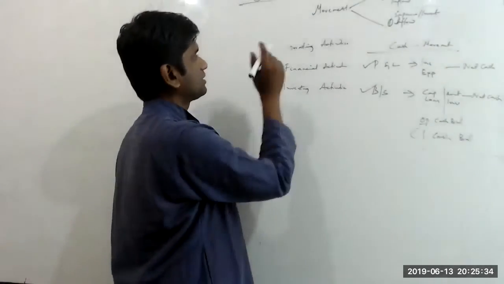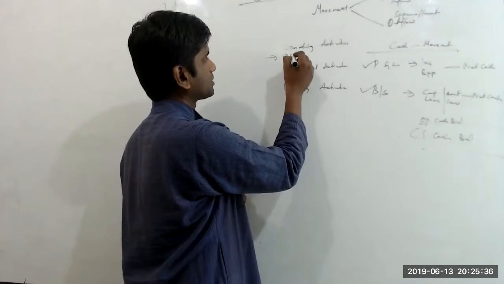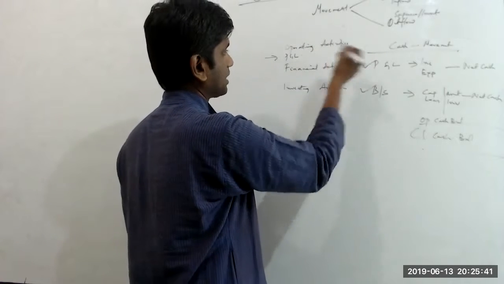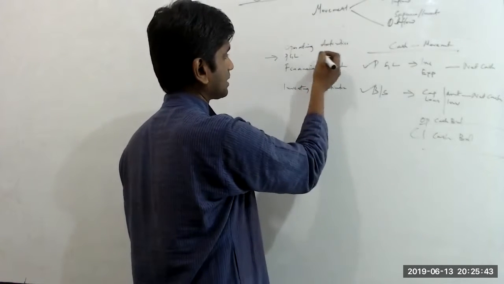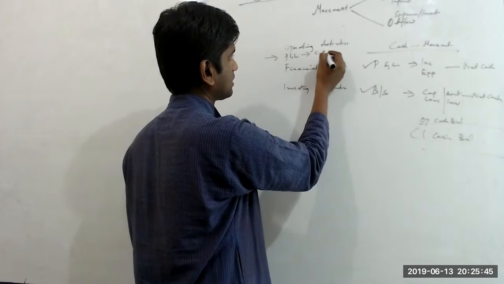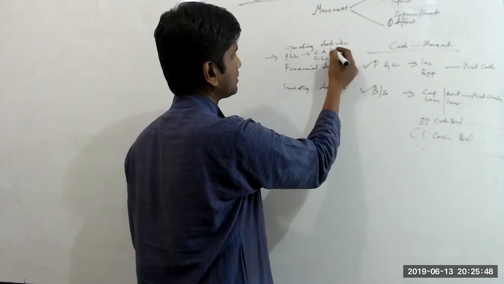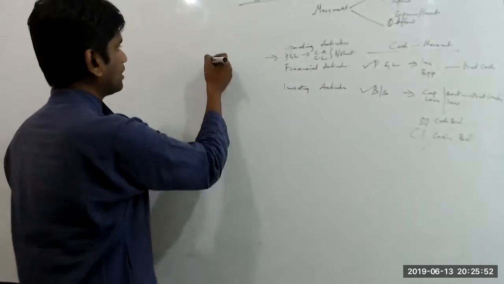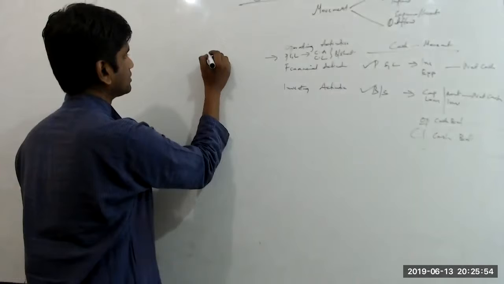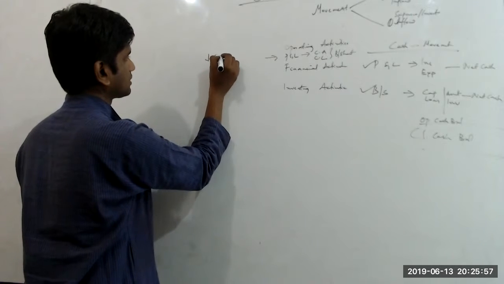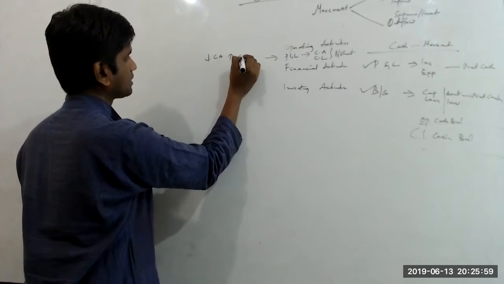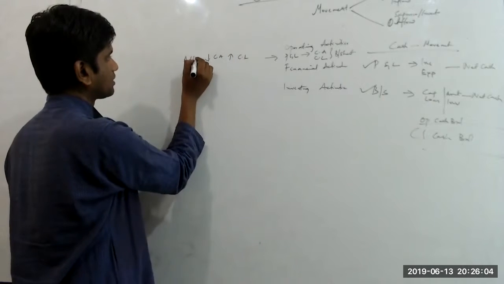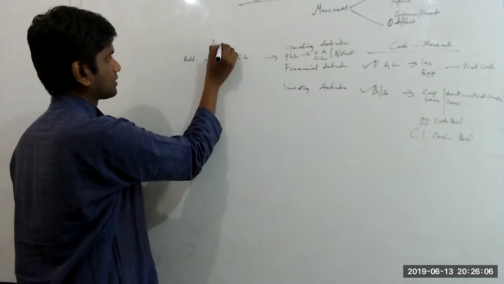So operating activities here mean the P&L items. So what are the P&L items? It is nothing but my income and expenditures. So that is represented by current assets and current liabilities in the balance sheet. Okay, so the decrease in current asset and increase in current liability should be added to the net profit.